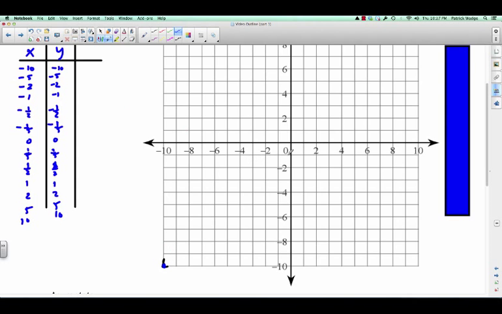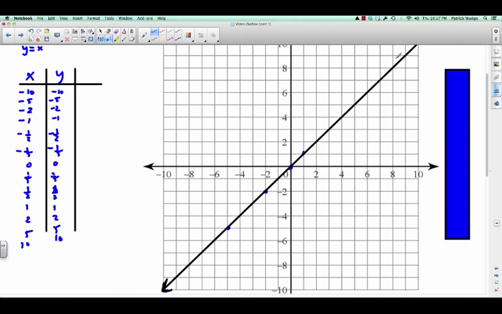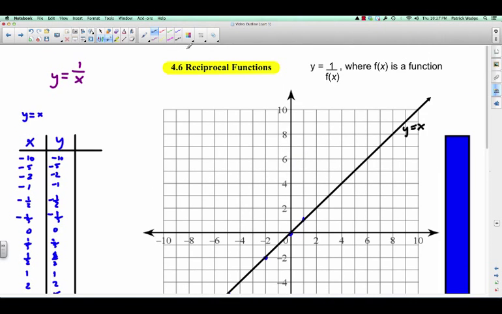There's another point at -5, -5, which is right here. -2, -2. 0, 0 is a point. I see 1, 1. I'm not going to graph them all, but you can see what's happening. You should know this anyway. Y equals x is a line that goes on a 45-degree angle through the origin. So let's draw that. Okay, there we go. That's y equals x.